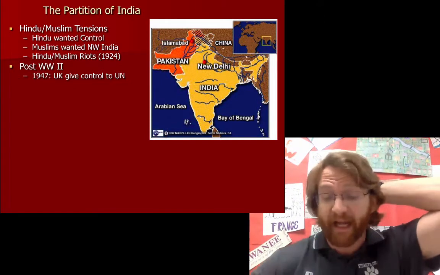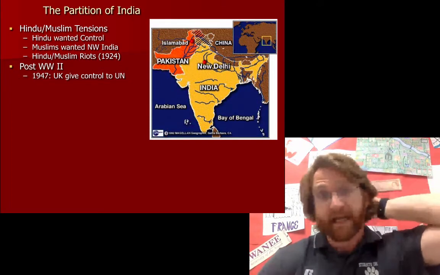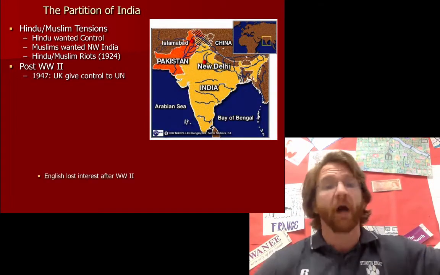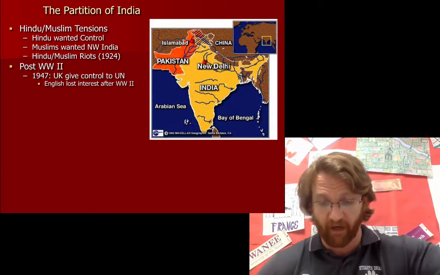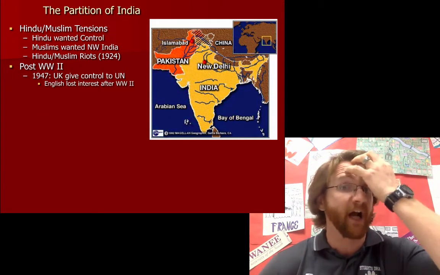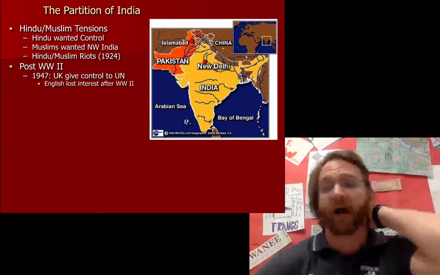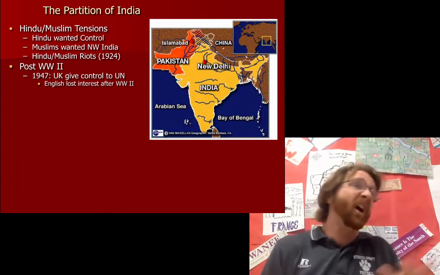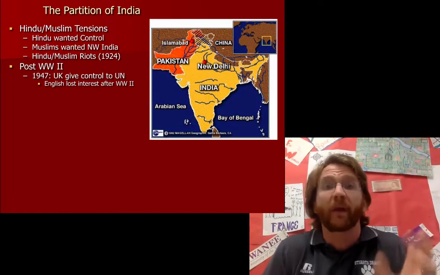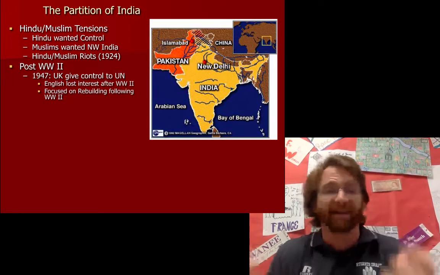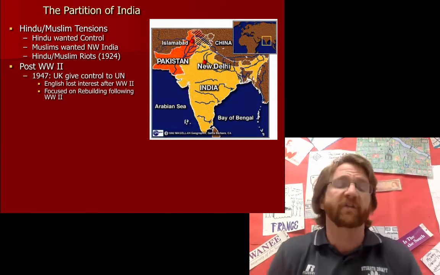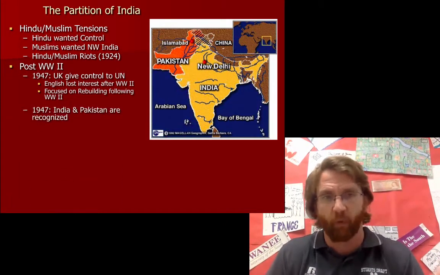And finally, the United Nations was given control of India by the United Kingdom. The United Kingdom said, we don't want any control. The English people had lost interest in governing their colonies after World War II, and those colonies were pushing for their independence. So it's not like the English just said, oh, no, we don't want it. The English said, we can't afford to put them down. And so what they wanted to focus on was rebuilding their country following World War II, and they just couldn't afford to manage their colonies as well.